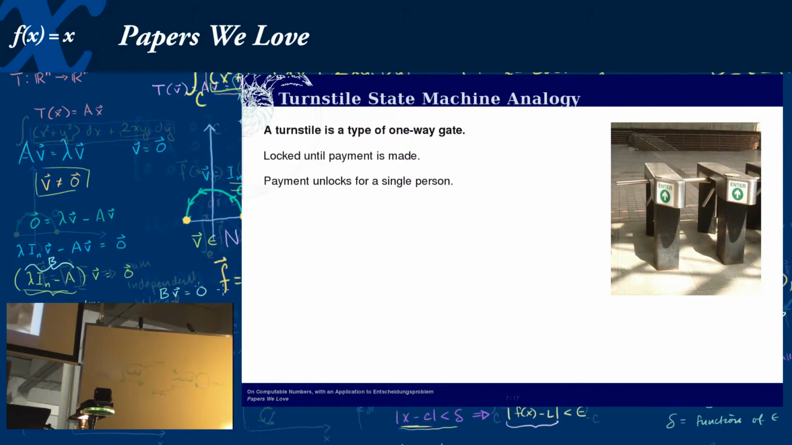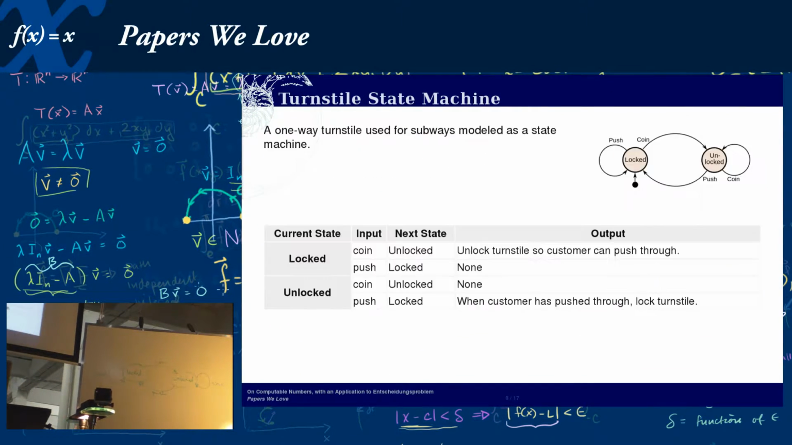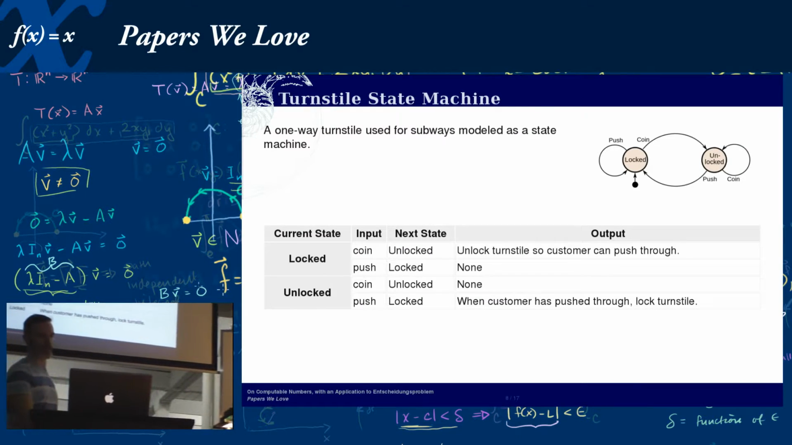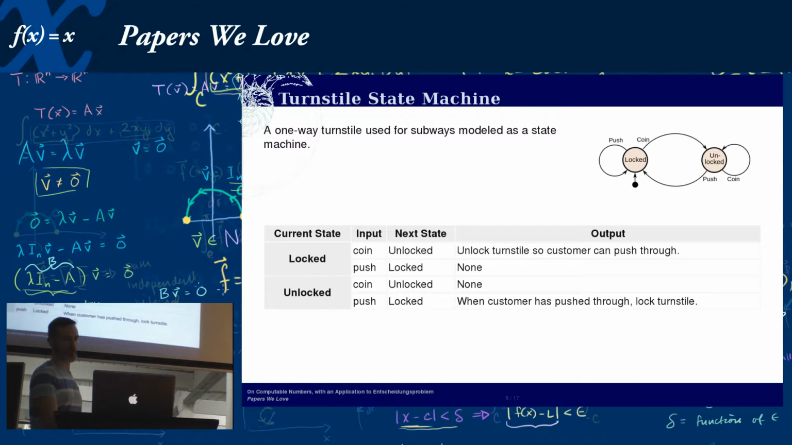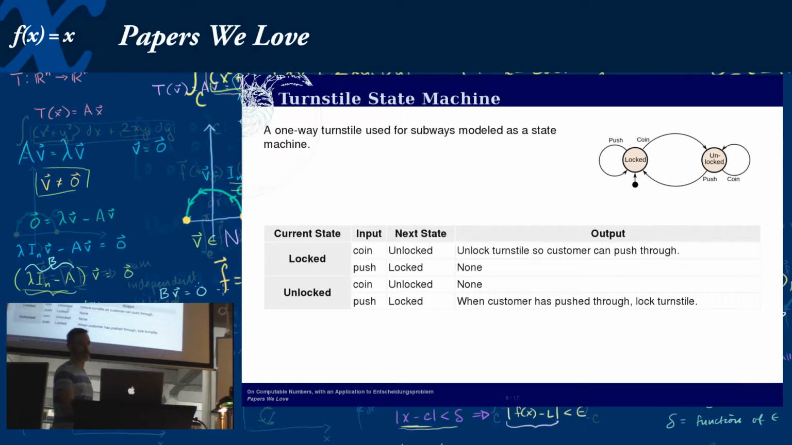So Turing's going to take this idea. I've written it out in a slightly different way in a table here. Those are our two current states, the inputs they might receive, the next state that would be the transition, and what kind of output or effect that would have.